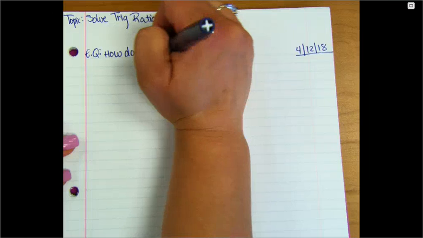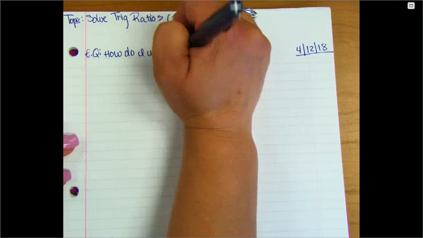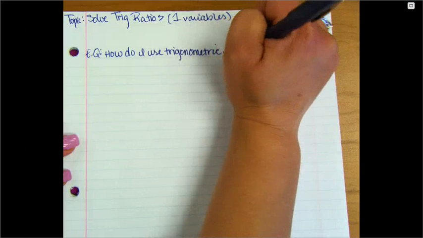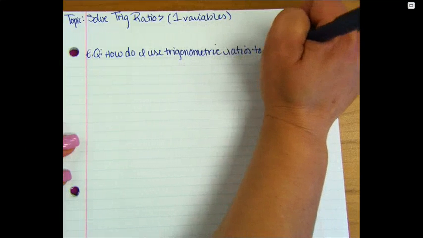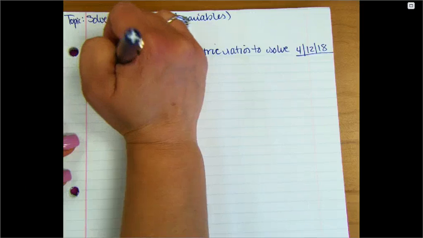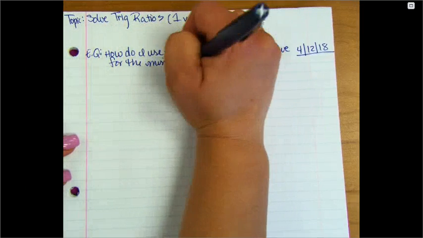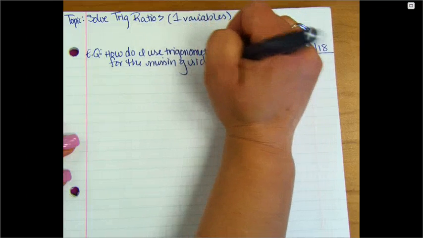The central question is relatively the same as yesterday. How do I use trigonometric ratios to solve for the missing side of the right triangle?